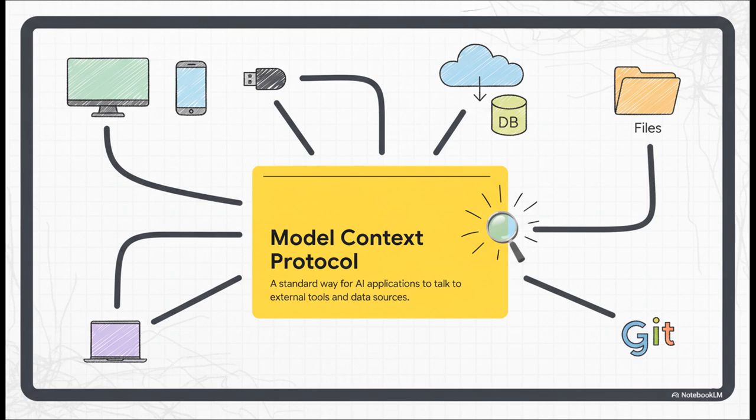You know that drawer full of tangled, random dongles and cables you used to need for your monitor, your phone, your laptop? You don't need that anymore. With MCP, your AI doesn't need a different custom integration for Git, or your file system, or your database. It is one universal connection.